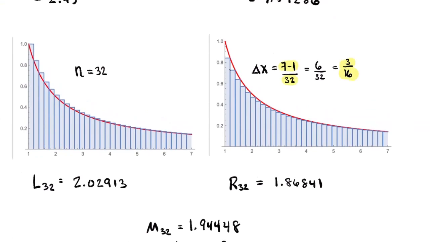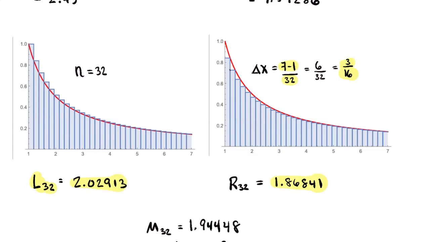Okay, and for each one of those 32 rectangles, if I picked the left-hand endpoint, plugged it into the function and added all those values together and multiplied it by 3/16, my delta x, it turns out to be a little bit more than 2. Doing it with the right endpoints, it's a little bit less than 2. Those numbers are getting better.